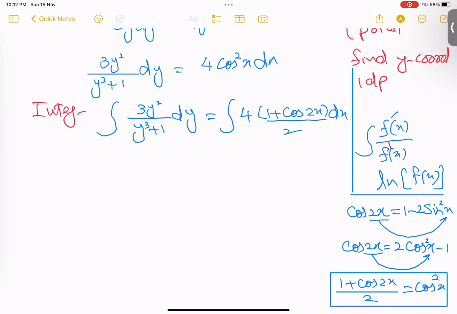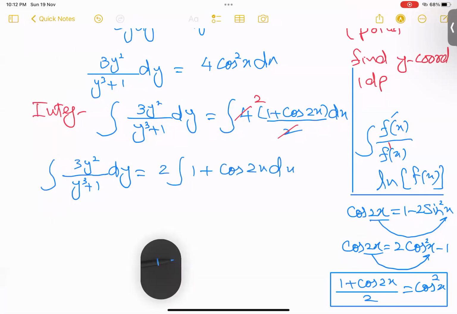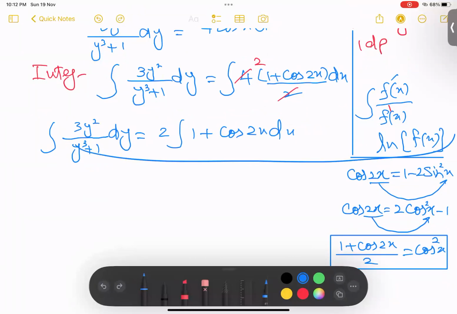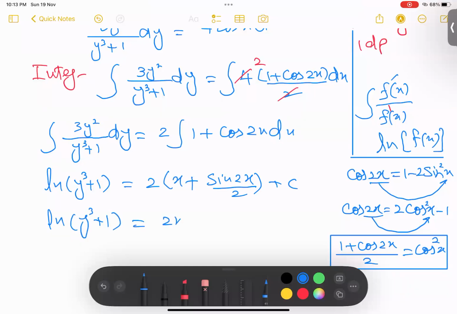And I believe up till here you're not getting any issue. So let's start. I will simplify further. So y cube plus 1 and 3y square dy. Then here I can simplify. This 2 cancels, or this 2 I can bring outside. Inside I get 1 plus cos 2x dx. And what is the integration of this function? Function down, derivative up. This rule applies. So I can say logarithm of y cube plus 1. What is the integration of 1? It becomes x. What is the integral of cos 2x? Sine 2x divided by 2, plus c. And I can take one more step. This 2 multiplies inside, I get 2x, and this 2 will cancel with that 2.